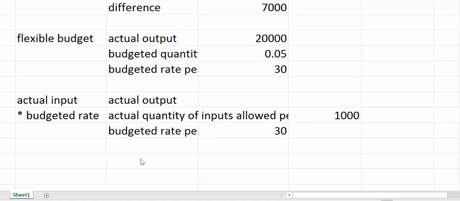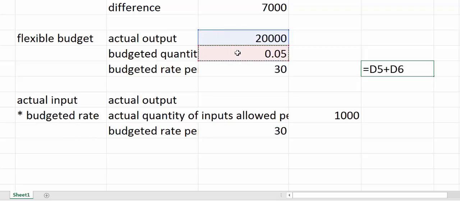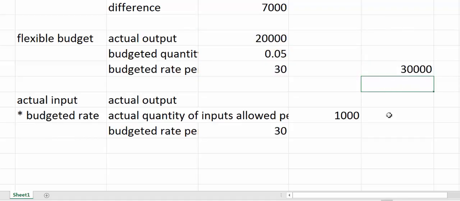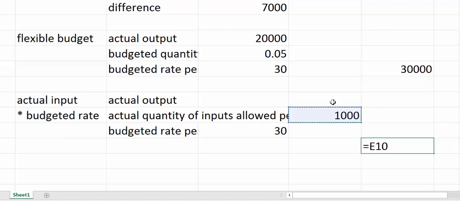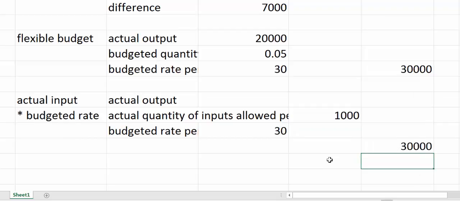Which I'm not going to bother with. So I will come to the calculation here. For this one, I will have 20,000 times 0.05, then multiplied by 30. So I get 30,000. For this number, which is actual input multiplied by budgeted rate, it is going to be 1,000 multiplied by 30. So now you can see that I get the same numbers.